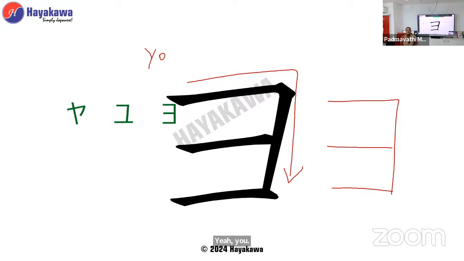This will be the typed version. So the yo form, it is very straight, like the ko we saw, right? So that is the printed style. Font is different. Then we have the R series, right? Ra, ri, ru, re, ro.